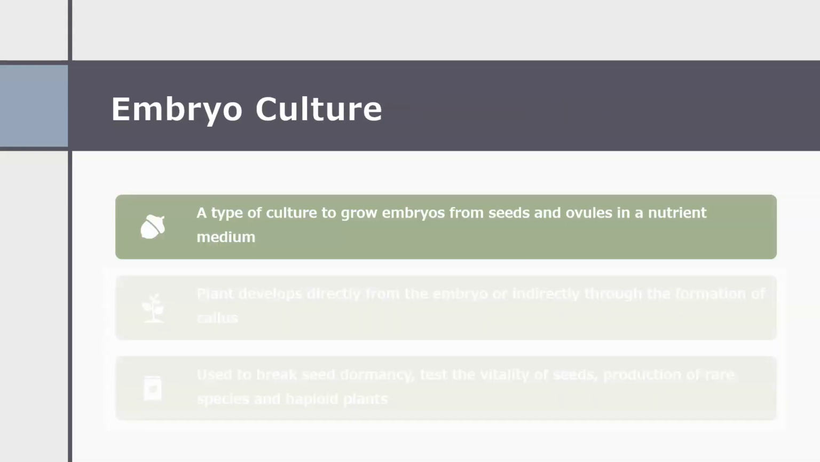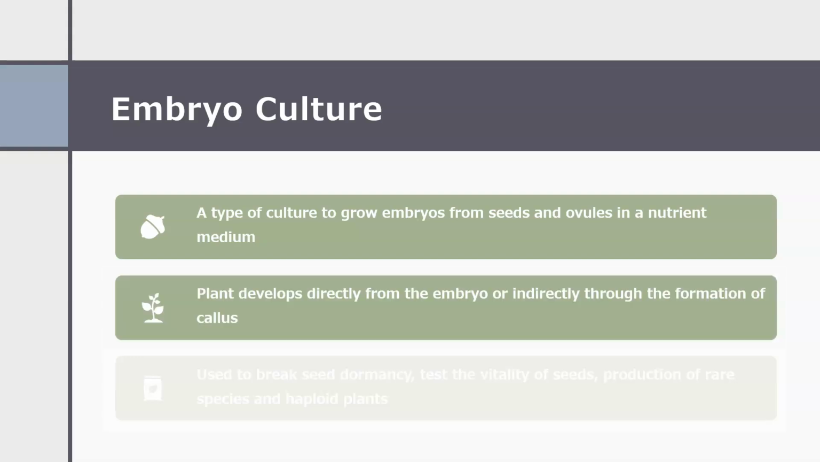Embryo culture is a type of plant tissue culture, used to grow embryos, isolated aseptically from the surrounding maternal tissues of the ovule, seed, or capsule, under sterile and controlled physical conditions, in glass vials containing a nutrient solid or liquid medium. In embryo culture, the plant develops either directly from the embryo, or indirectly through the formation of callus, followed by the subsequent formation of shoots and roots.